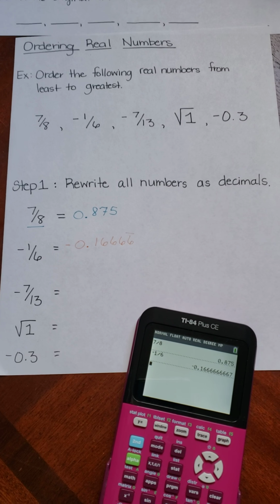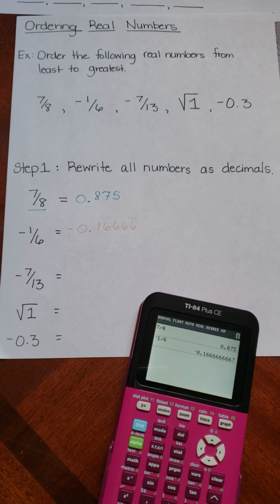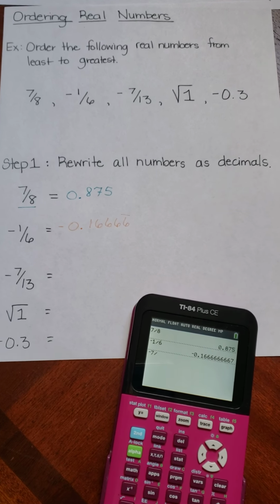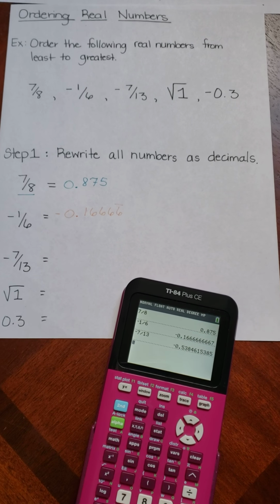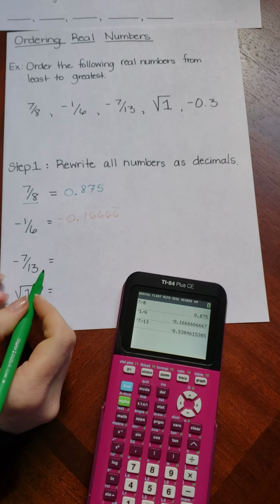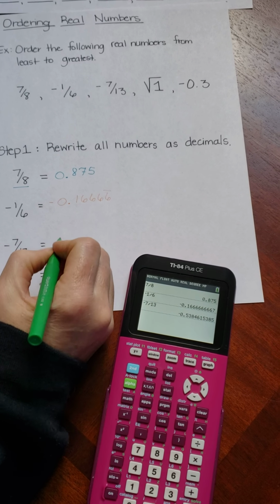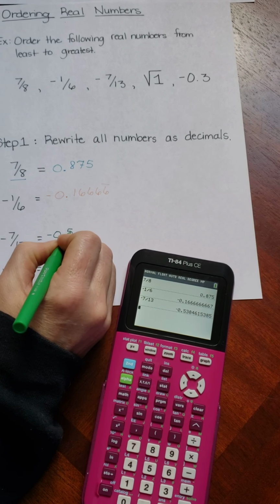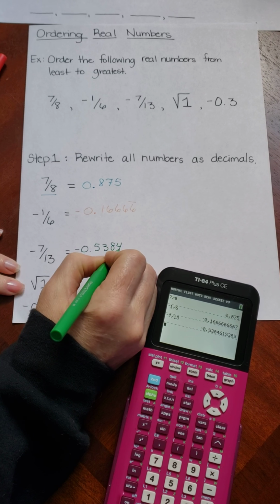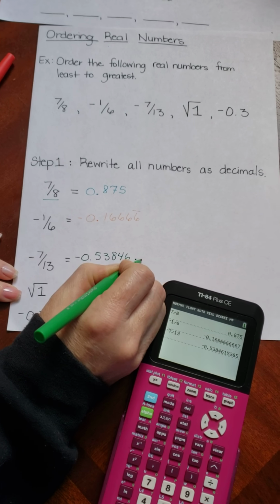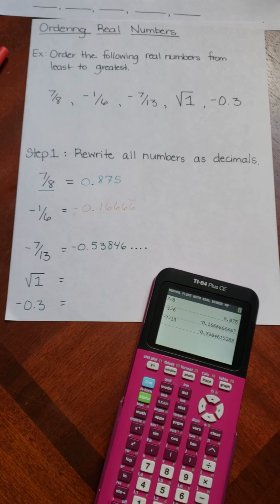And then we will work on negative 7/13. So negative 7 divided by 13 is negative 0.53846. And that continues on forever, so we'll put dots to let us know that.